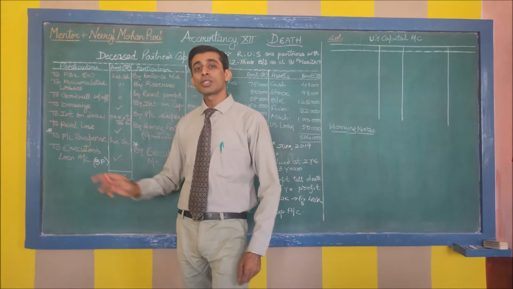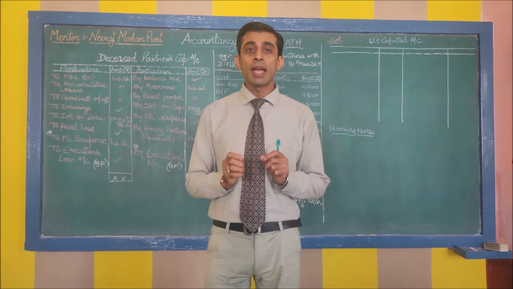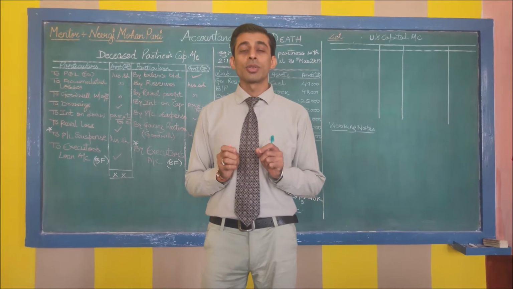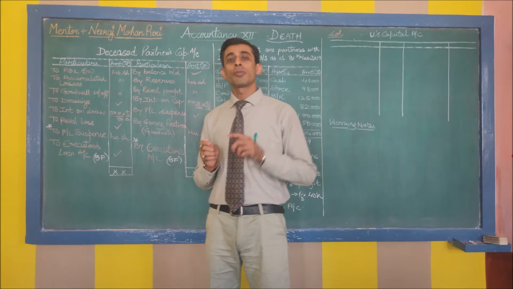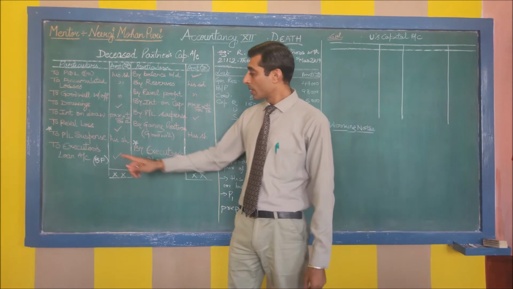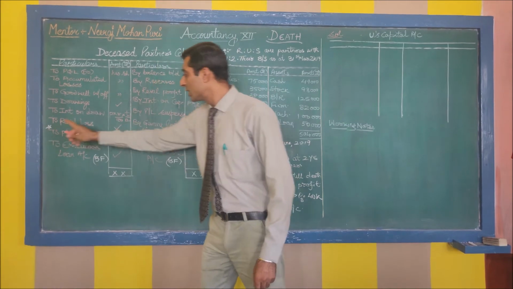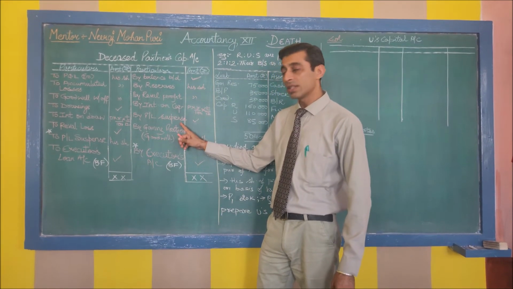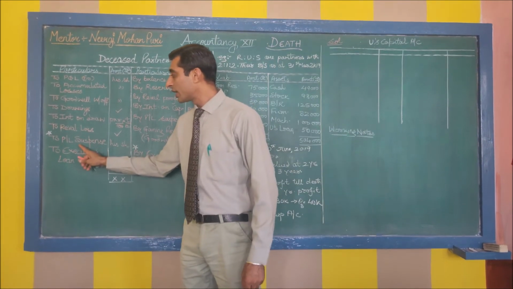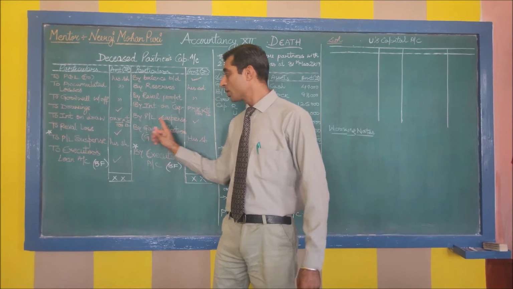Sometimes profit and loss suspense can come as a negative figure also. So in the event of previous year losses, the profit and loss suspense is shown on this side. Star means it can be any side, either this side or this side. Profit and loss suspense cannot come on both sides.